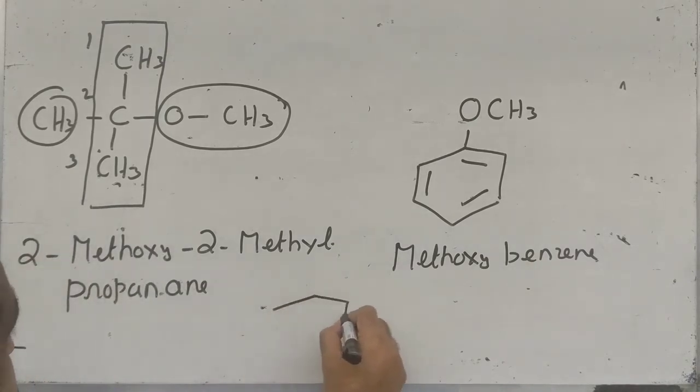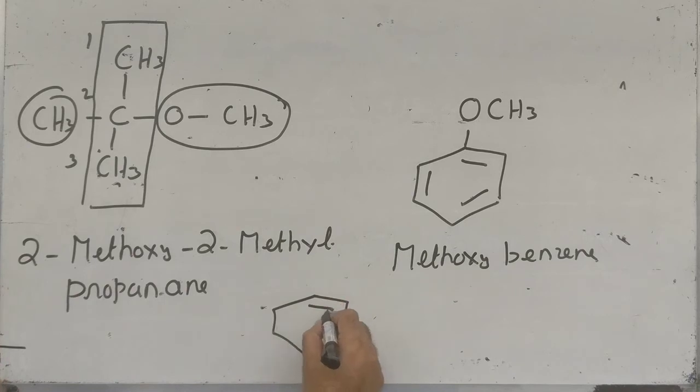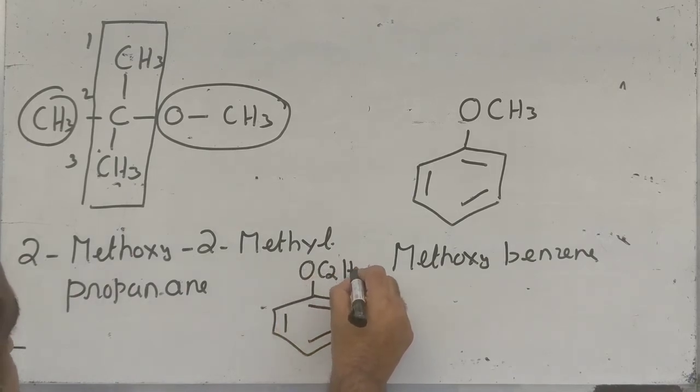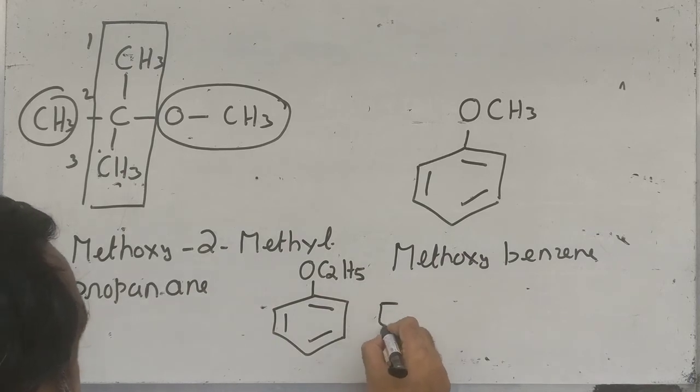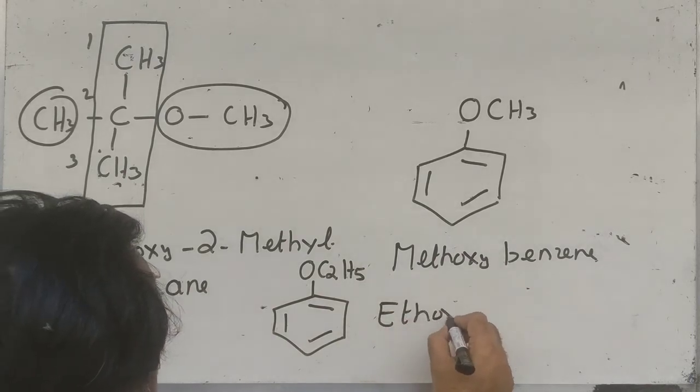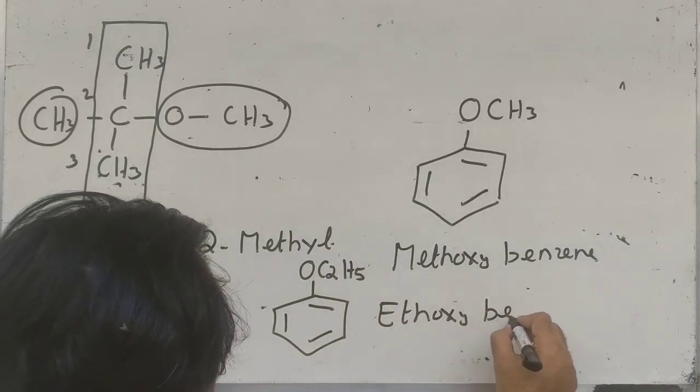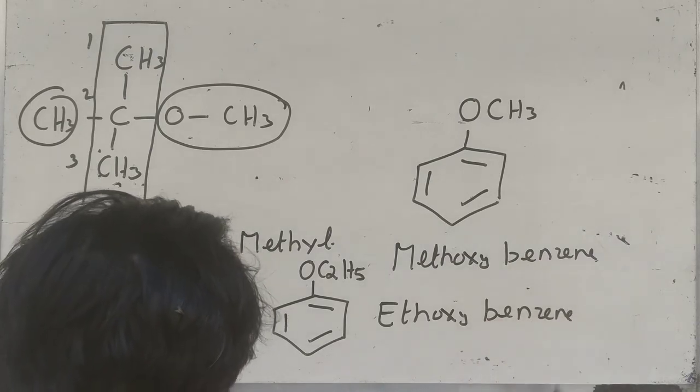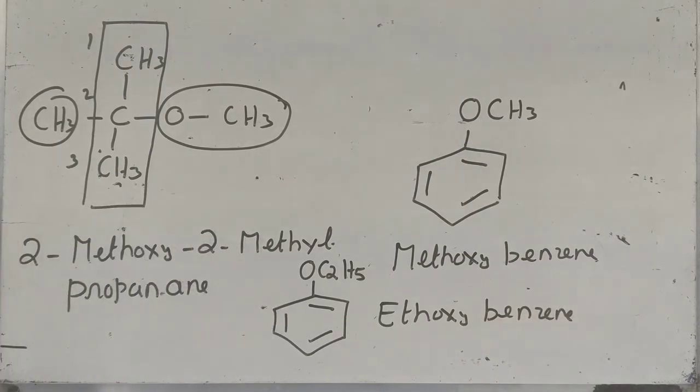This one, benzene with OC2H5. Remember the common name I just told you, phenetole. This will be called ethoxy benzene, with ethoxy being the group with fewer carbon atoms. Basically a derivative of benzene, commonly called phenetole. So this was regarding the nomenclature of ether. Ethers have a general formula ROR.